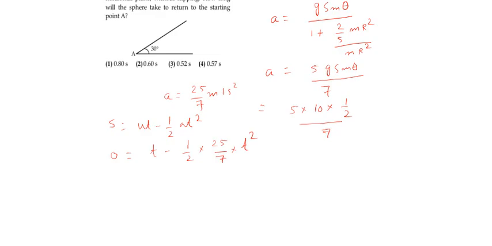So from here it can be written as 0 is equal to t times 1 minus 25 by 14 t. As t is not equal to 0, we must have 1 minus 25 by 14 t is equal to 0, or t is equal to 14 by 25 seconds. So if we do this, it will come around 0.56 seconds.